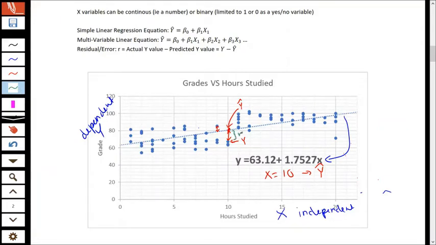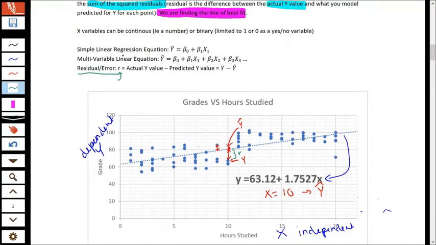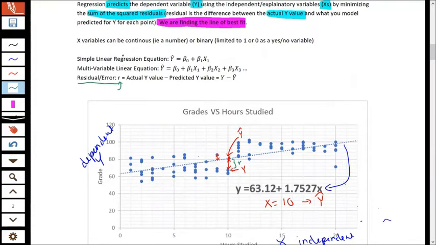And that's another little r, a different little r. This little r, the residual, is a different little r than your correlation coefficient, okay? But we just want to understand that we're trying to find the line that is as close to all the points as possible. And these x variables, these independent variables, are theoretically things that we can control. They can be continuous, so they can be a number, or they can be binary, 0 or 1. They can basically be answers to yes or no questions, and we'll see that in one of our examples.